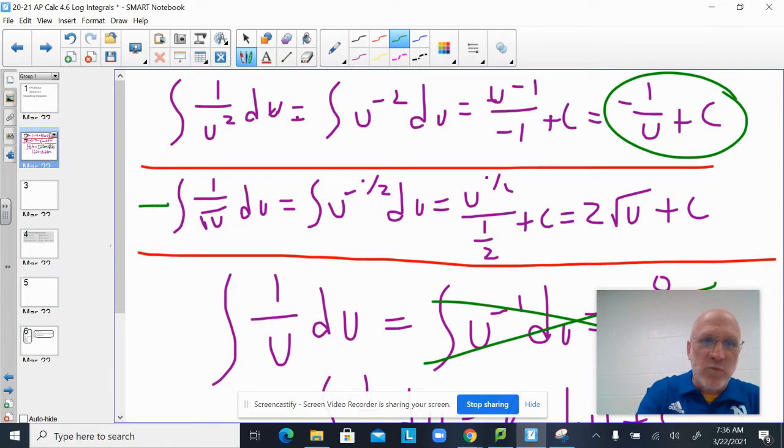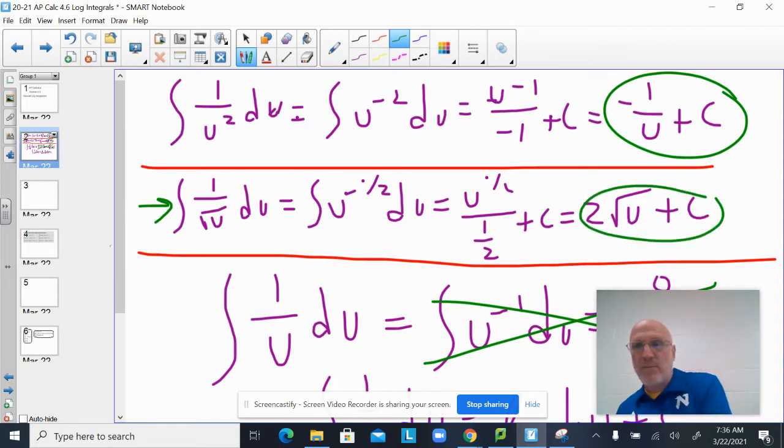Second one, same thing. If it starts as 1 over root u, I could rewrite that as u to the negative 1/2. And then it's still raise the power by 1, divide by the new exponent. So it's u to the 1/2 over 1/2, which again simplifies to root u plus c. None of that's new. That's the power rule.